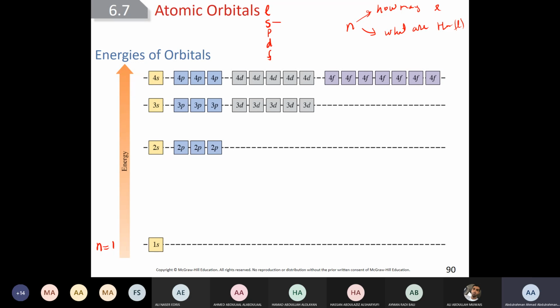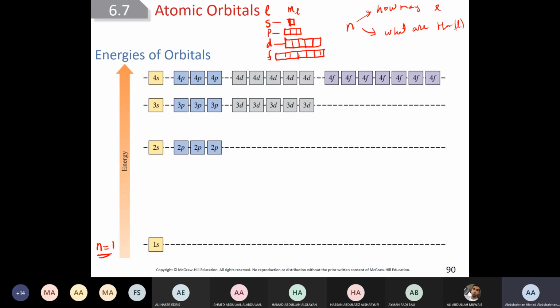When we have S, how many ml do we have? 1, one orbital, which is one box. When we have P, 3. When we have D, 5. Keep this in mind. And when we have F, we have 7. Clear? Good.